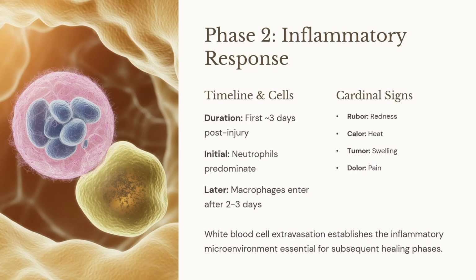Phase 2, there is an inflammatory response. The first 3 days, initially the neutrophils will predominate. Later, the macrophages will take over after about 2 to 3 days. So what will be the cardinal signs when the neutrophils and the macrophages enter the site and try to repair? We all know when we have sustained a wound, there is redness, there is heat, there is swelling, and there is pain. So white blood cell extravasation establishes the inflammatory microenvironment essential for subsequent healing phases.